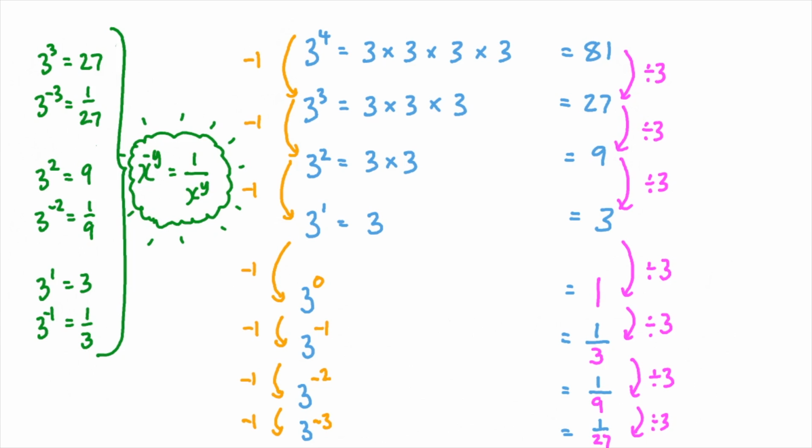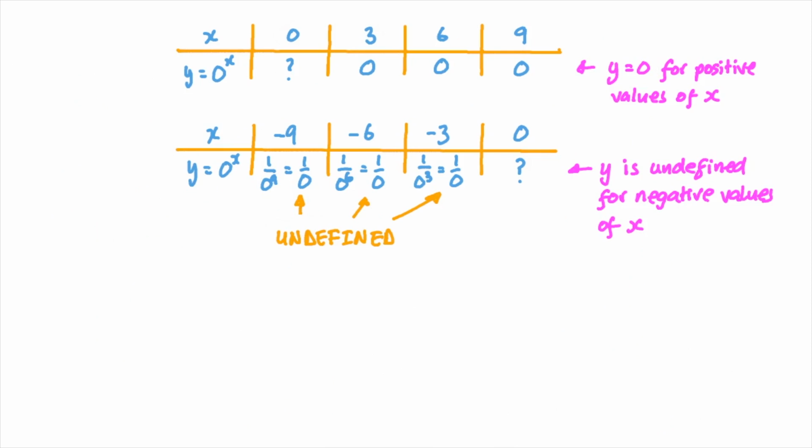Now we can get back to thinking about our tables of values of 0 with negative exponents. We saw that y is 0 for positive values of x, but oh dear, 0 to the power of x is undefined for all negative values of x. That doesn't help in our quest to find out how to evaluate 0 to the power of 0. If we approach 0 to the power of 0 with smaller and smaller positive exponents, 0 to the power of 3, 0 to the power of 2, 0 to the power of 1, then it looks like 0 to the power of 0 should be 0.